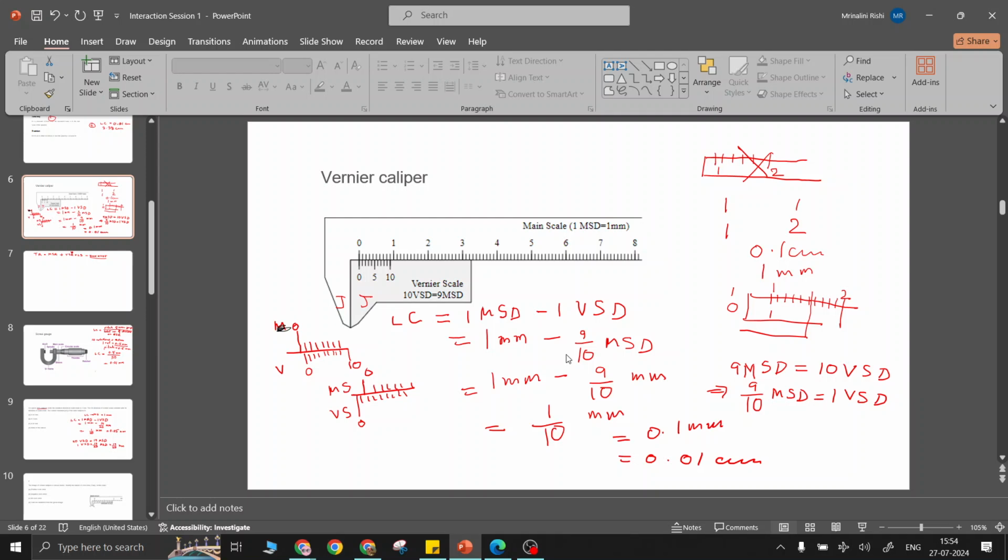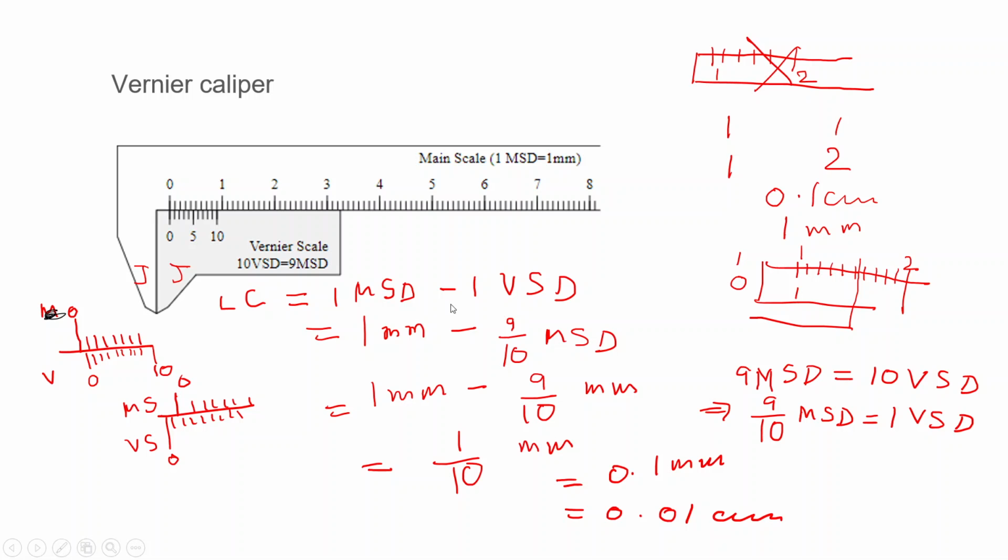I explained the least count. So let me tell you how we do the total reading. The least count formula is correct: 1 MSD minus 1 VSD.